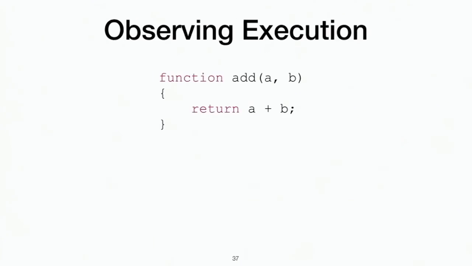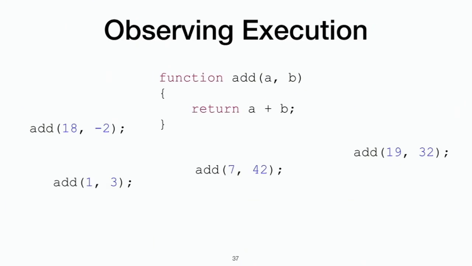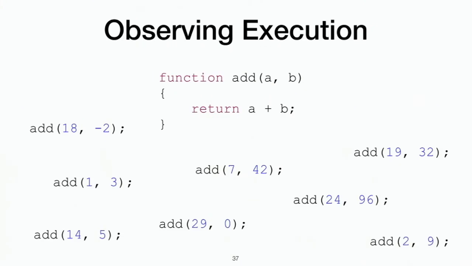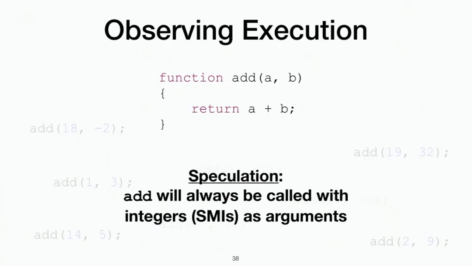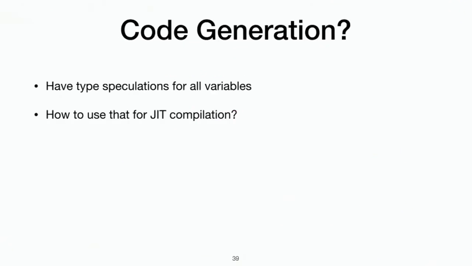So let's look at an example. Again, here's our add function. And let's say we keep track of it while it runs in the interpreter. And this is what we see. It's always being called with SMIs as arguments, okay? So at this point, when we compile, we speculate that also in the future, we will see SMIs as arguments for this function. So how does this help us, right? Now we have type speculations for all variables. What can we do now?